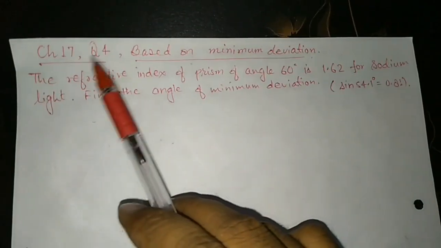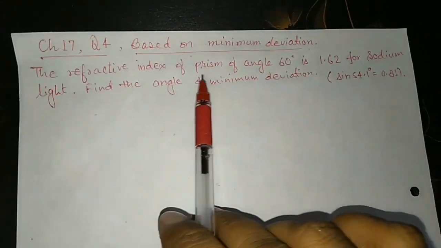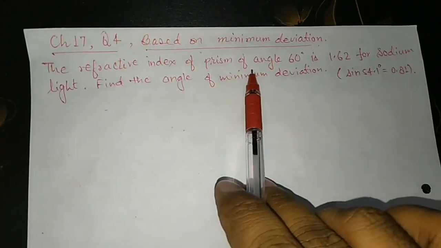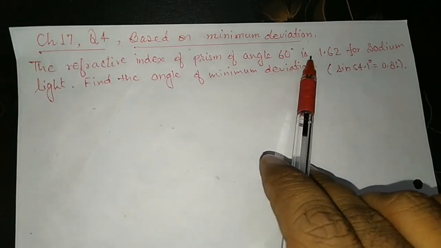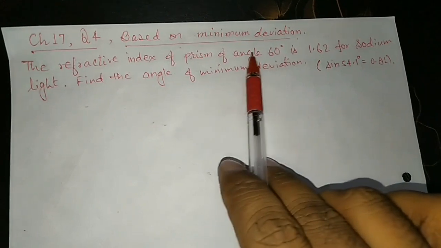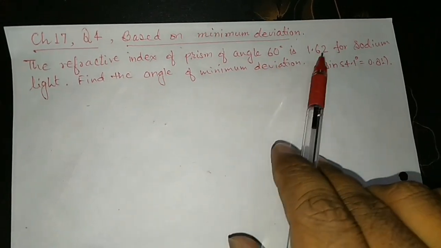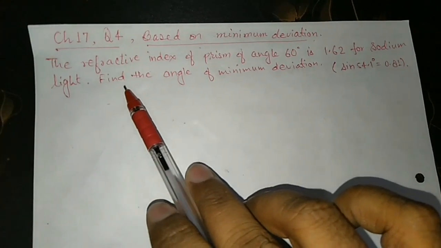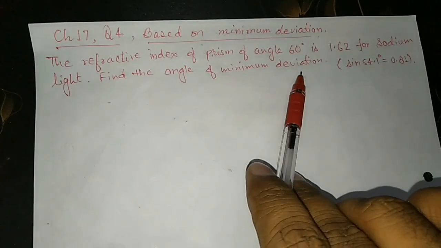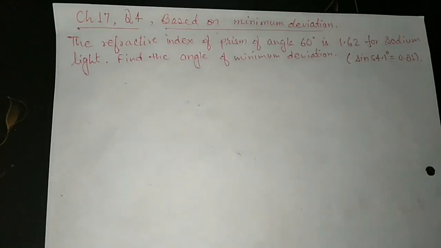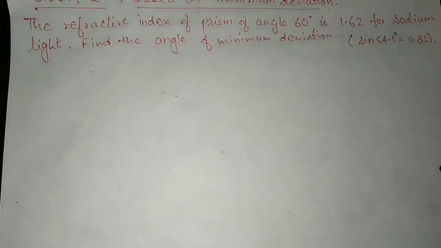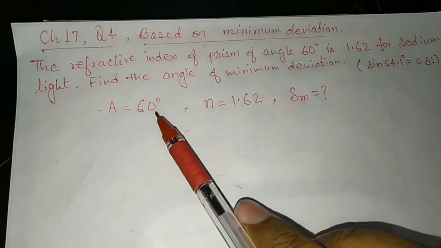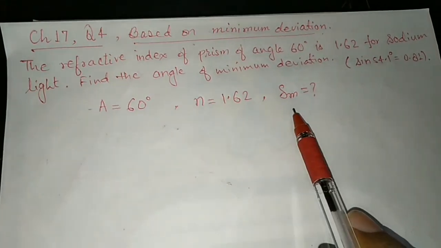So let's see now. Chapter 17, question 4, based on minimum deviation. The refractive index of a prism of angle 60 degree is 1.62. The prism angle is given as 60 degree and the refractive index is also given for sodium light, a particular color. Find the angle of minimum deviation, which means we have to calculate delta m. So let's write what is given and what to calculate. We have the angle of prism and the refractive index, and we have to calculate this.